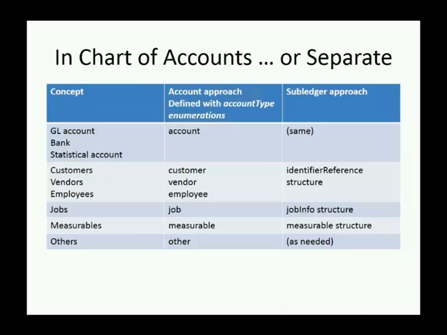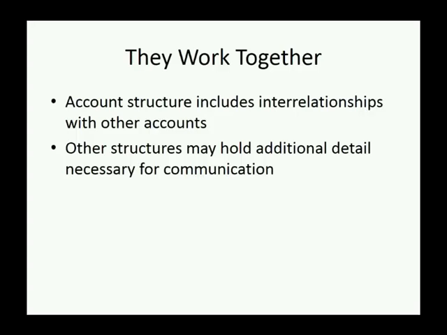Likewise, jobs, likewise inventory, they can be built into the account structure, they can be included in the subledger, or you can even put them in both. Again, the reason to put them into both is that ability to hold additional detail, the interrelationships, the roll-ups that may be helpful and important. XBRL GL lets them all work together.